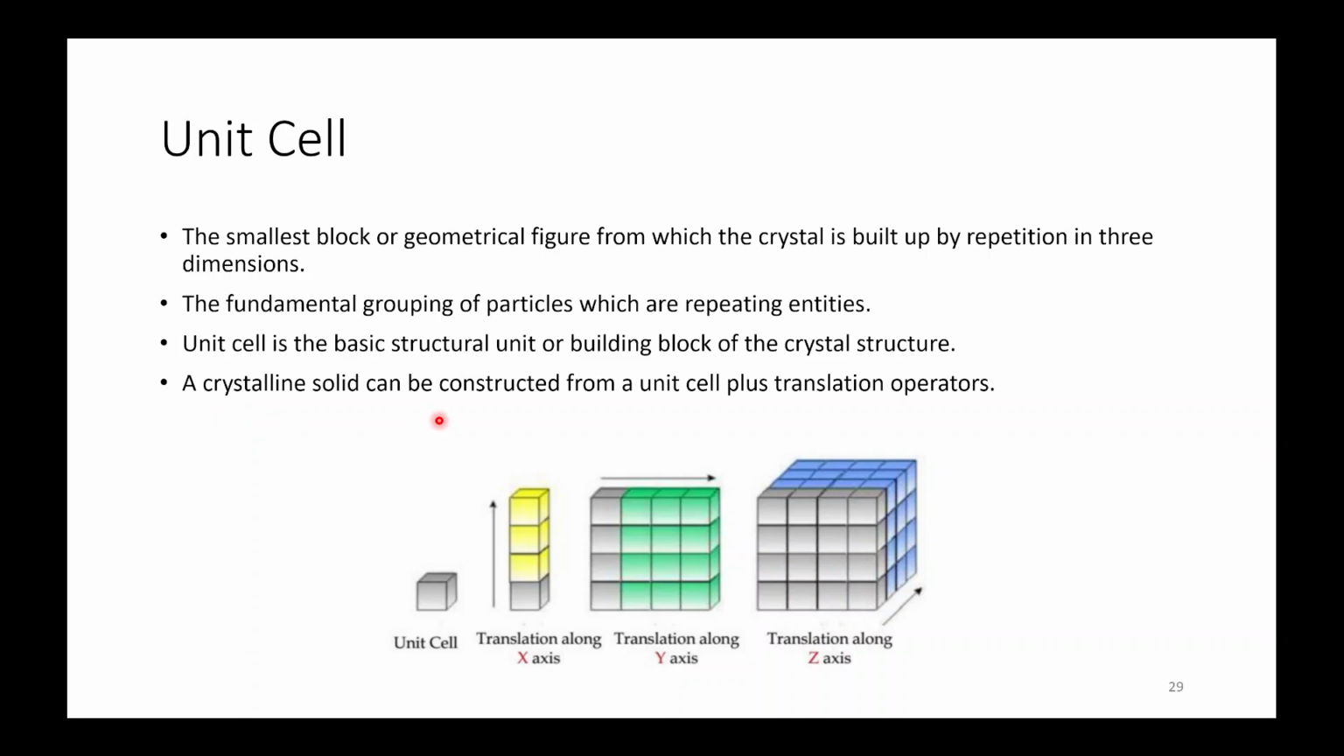A crystalline solid can be constructed from a unit cell plus translation operators. So, for example, if this is the unit cell, and we translate it in the x direction, we'll get a 1D lattice. If we translate in the y direction, we'll get a 2D lattice, and if we translate it in the z direction also, we'll get a 3D lattice.